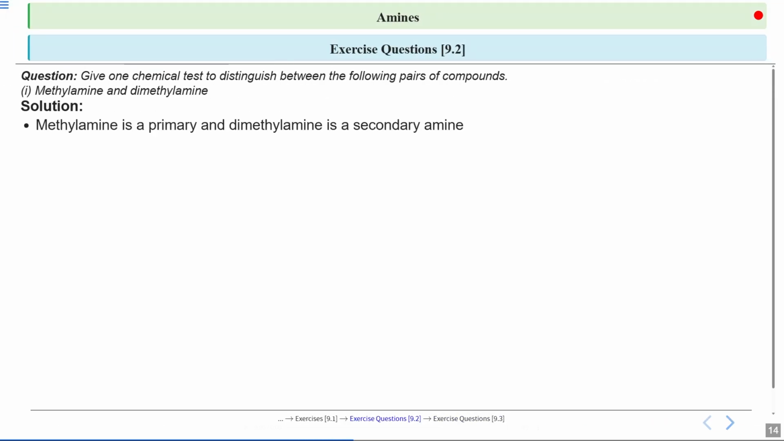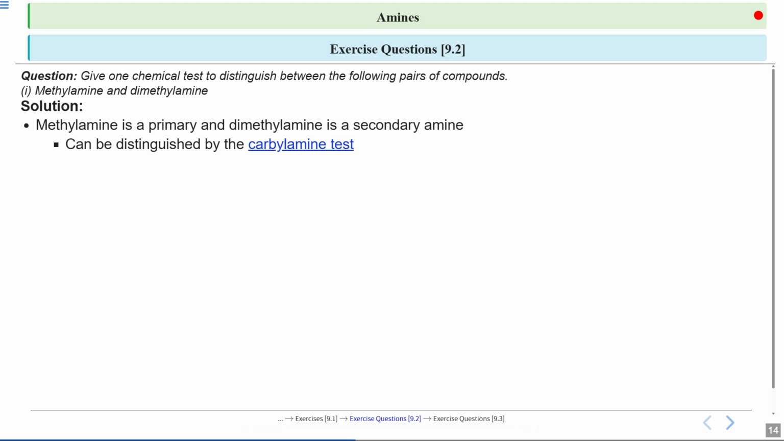First, we have methylamine and dimethylamine. If you carefully see, methylamine is a primary amine because here nitrogen is connected to 2 hydrogens and 1 methyl group. Whereas dimethylamine is a secondary amine because nitrogen is connected to 1 hydrogen and 2 methyl groups. So you have to tell a test that distinguishes between a primary amine and a secondary amine. Can you guess the test? We are going to use the carbylamine test.